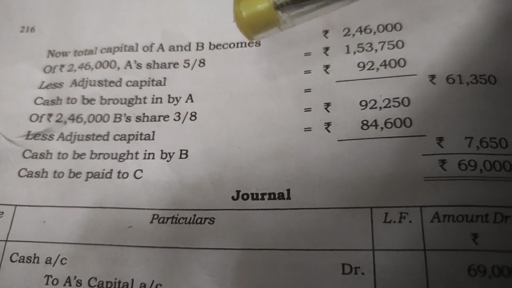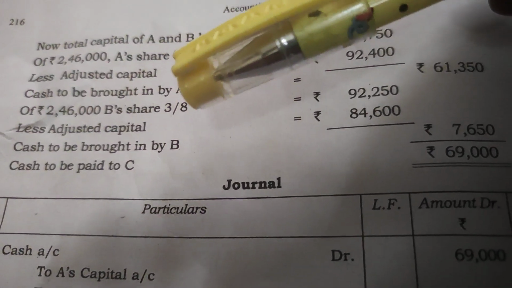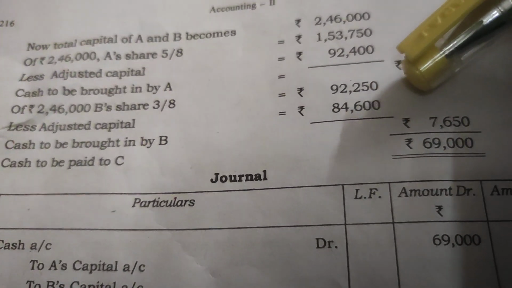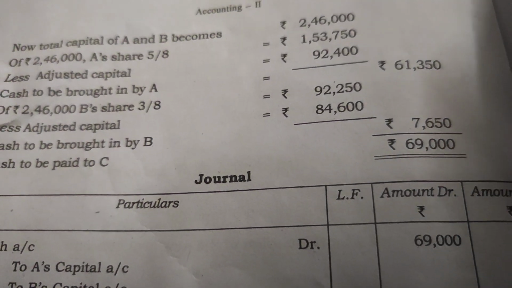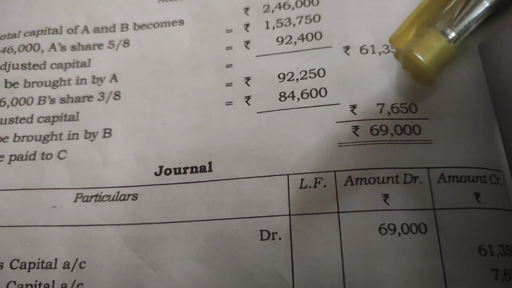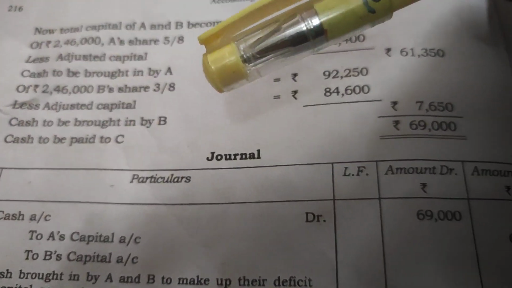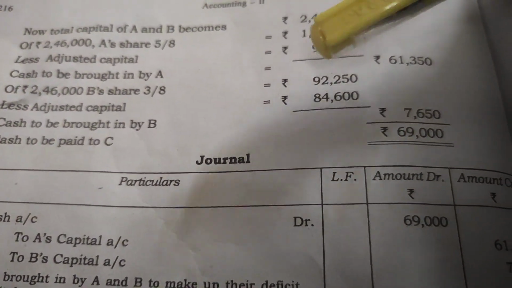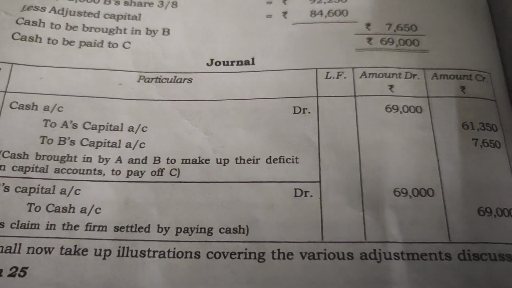Then we have to calculate B's share out of 2,46,000. 3/8 of 2,46,000 will be 92,250. Less the adjusted capital given in the question, 84,600. That will become the amount 7,650. This amount should be brought in by B. When we total the amount to be brought in by A and B, it will become 69,000. That is the adjusted capital of C, or the amount to be paid to C.